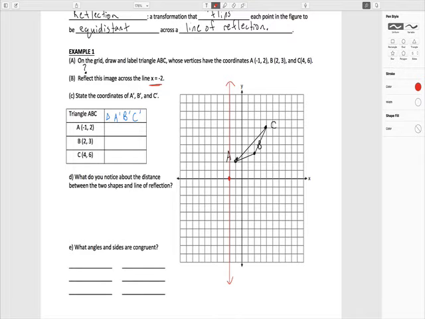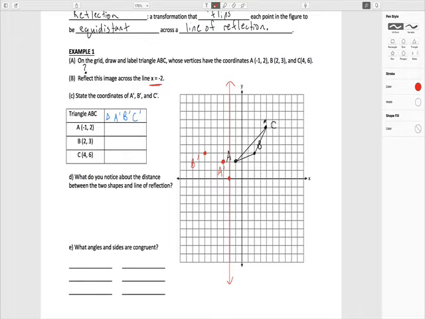Starting with point A, let's go over 1. Well, that hits our line of x equals -2, so we're going to go one more over, and that would be A'. Let's use B. We go over 1, 2, 3, 4. We hit our line, so go 1, 2, 3, 4 back, across, and that's B'.